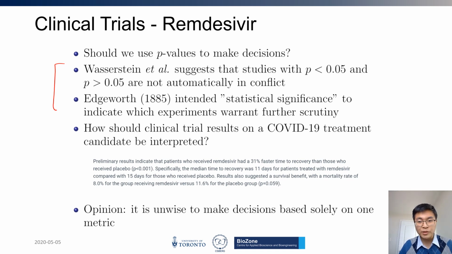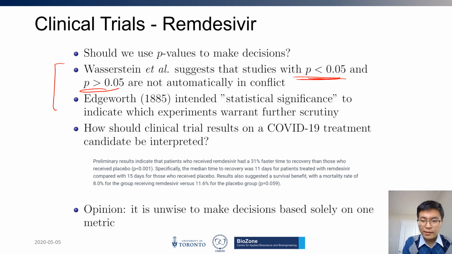Wasserstein last year published a paper suggesting no, you shouldn't be using p-values to make decisions. In fact, you shouldn't even be saying that something less than 0.05 is significant, something greater than 0.05 is not significant. So they suggest that perhaps we should move beyond p-values into a world where this thing and this thing are not automatically in conflict, right? So not all data with p greater than 0.05 are just garbage and needs to be thrown away.